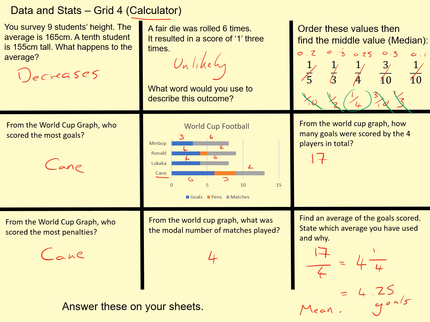And it doesn't matter which average you've used. You could have used the median, which would have been 4. You could have used the mode, which would have been 4, or you could have used the mean, which would have been 4.25. It doesn't matter which one you've used, so long as you give an indication as to why. And that would be the data and stats grid.